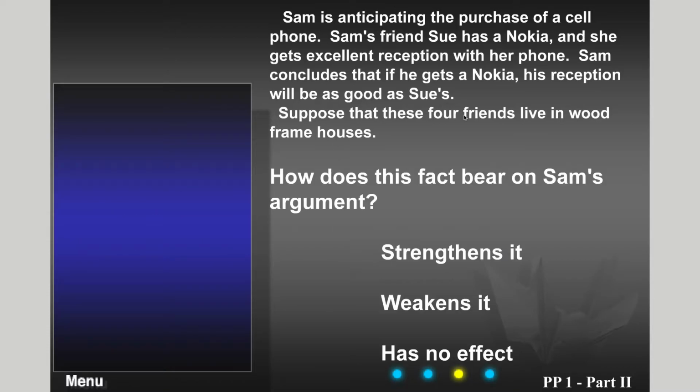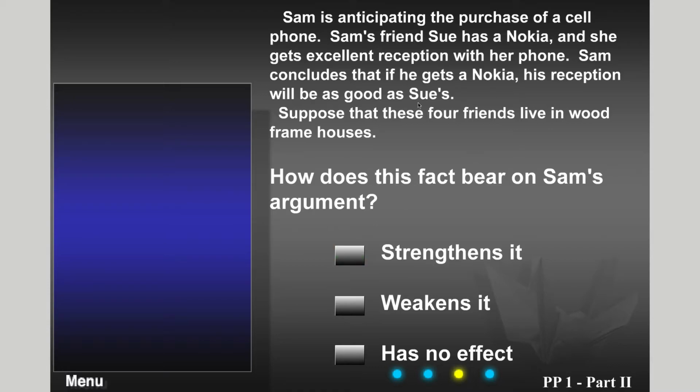So suppose that these 4 friends live in wood frame houses. Okay. I suppose that we're supposed to keep in mind the previous argument, namely the previous premise, which was that Sam is living in a steel house. I'm not sure why he's living there, but in a steel house. We'll just leave that unexplained. Perhaps he was found using his cell phone to pick up psychedelic drugs, as in the previous example. I don't know. And he's locked up somewhere.